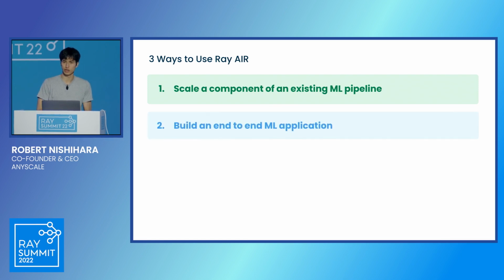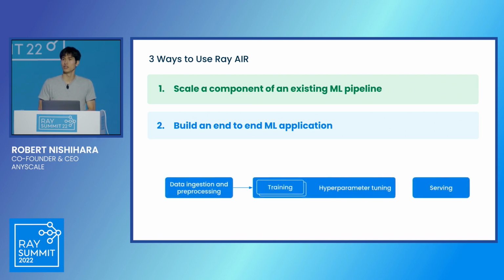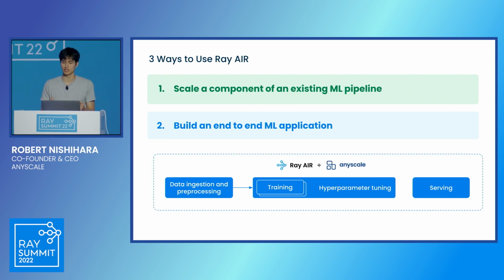The second way to use Ray is to not just scale a single part of your application, but actually scale the end-to-end thing with Ray AIR. So here's the same ML application we were showing before, everything from data ingest to model deployment. What you can do is build and scale this entire application and pipeline using Ray AIR. And that's actually what I'm going to demo here today.